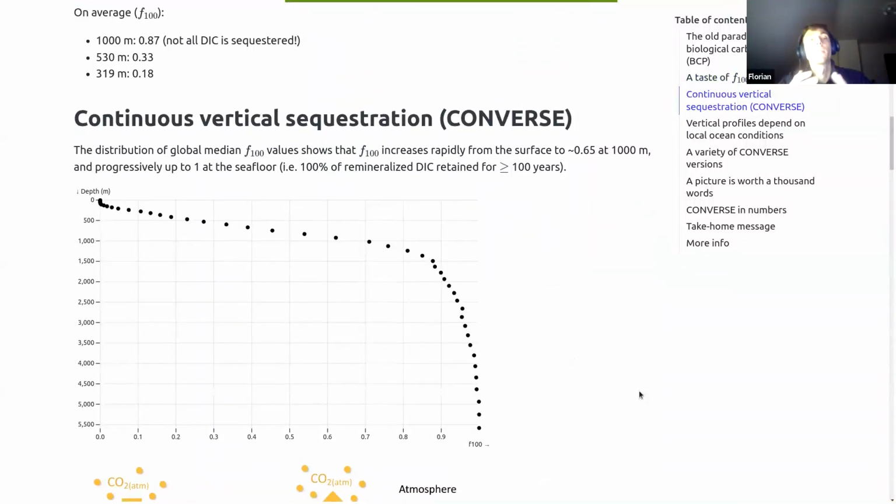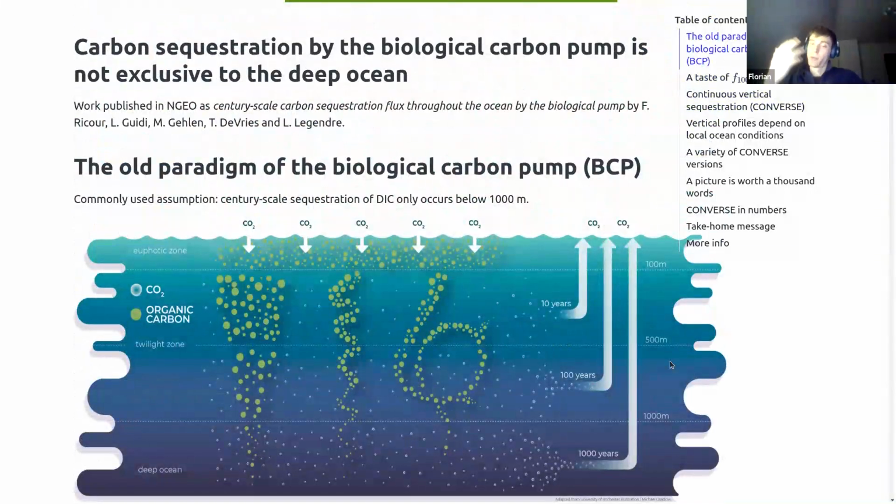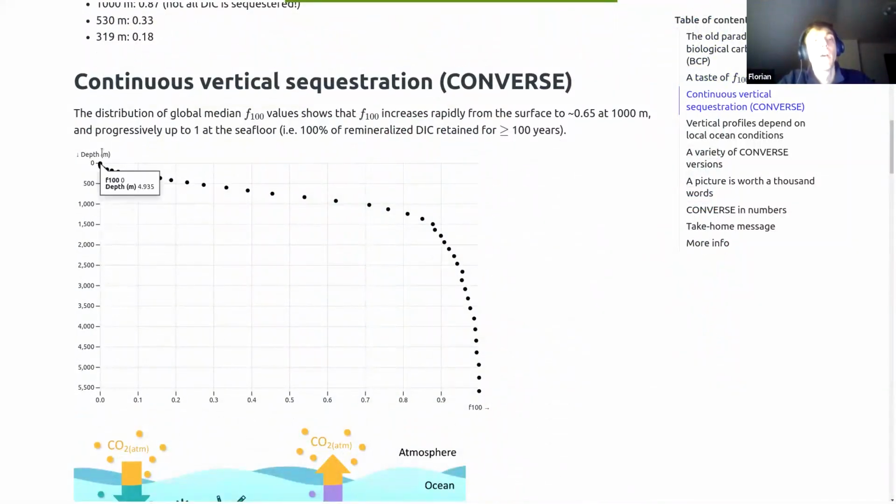So it is defined as the continuous vertical sequestration concept, and it is based on the distribution of this F100 factor. So if you go back to this part, instead of a discontinuous way of sequestration, we look at a continuous way. And if you look at the global median F100 values, it shows that between the surface up to 1000 meters, it increased quite rapidly. So you are between 0.62 and 0.7. And then progressively go up to 1 at the seafloor, meaning that 100% of the pelagic DIC is retained for at least a century.